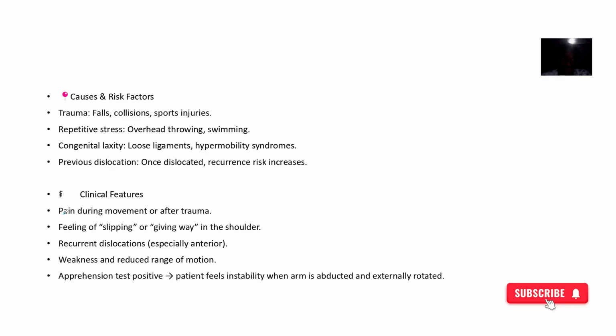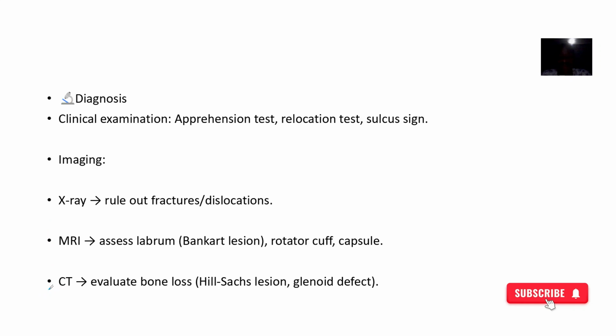So clinical features is what? Pain when you try to move. You feel as if your shoulder is going out. Recurring dislocation because the head of the humerus keeps going out, right? Weakness and also reduced range of motion. Okay, so apprehension test will be positive.